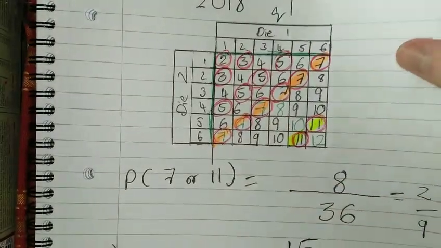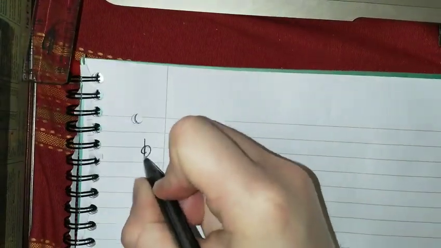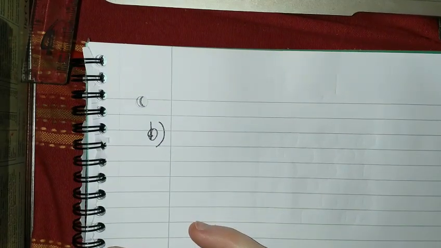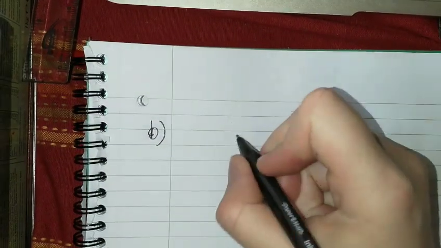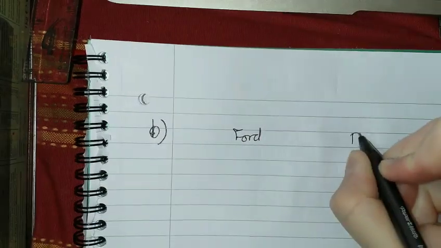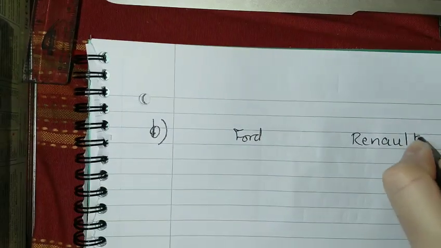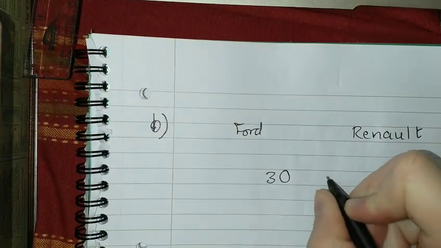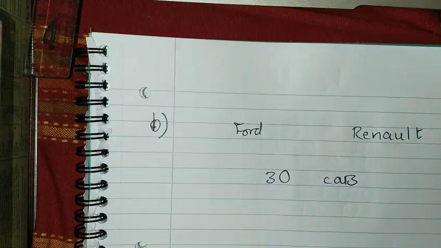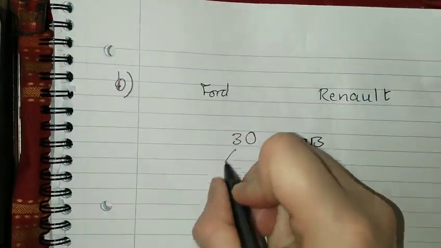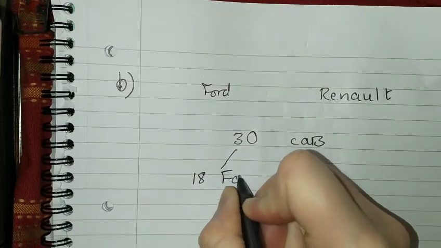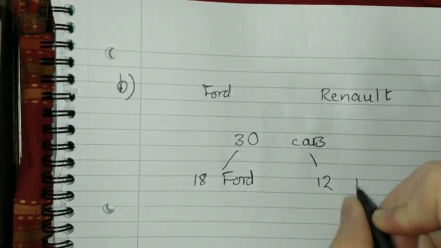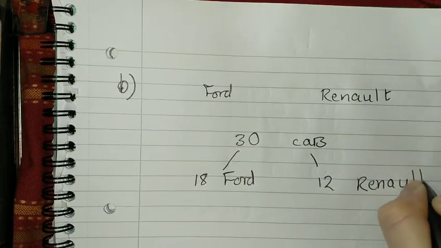In the next part of our question, this is a different problem and it's not related to the first part. We're told that a car distributor sells Ford cars and Renault cars. He has 30 cars for sale on a particular day. So we have 30 cars, 18 are Ford and 12 are Renault.